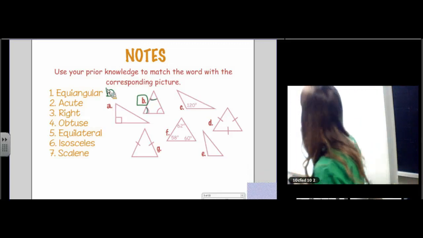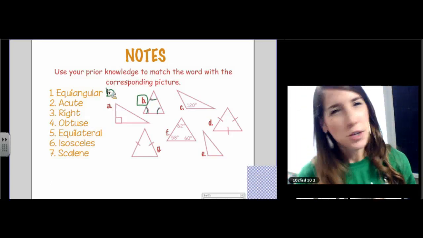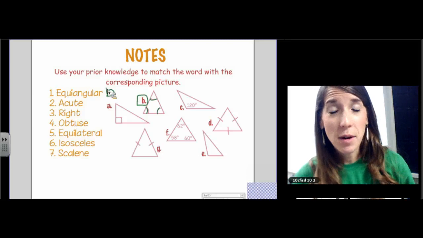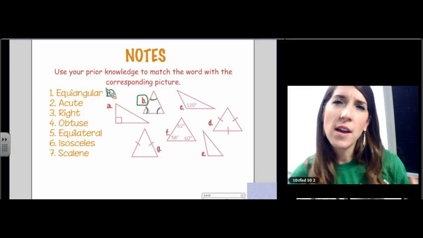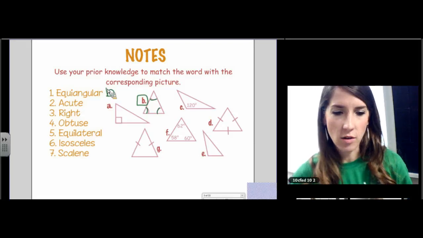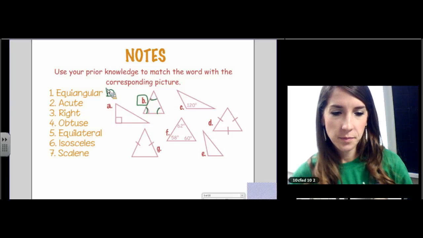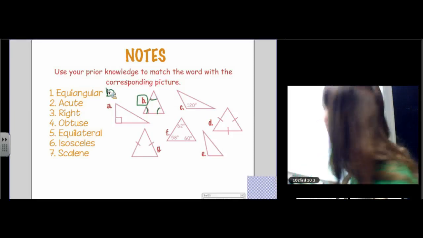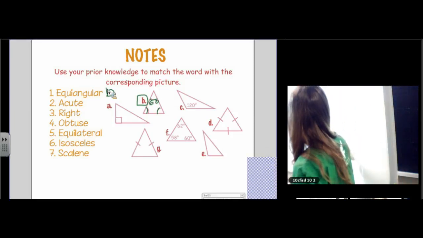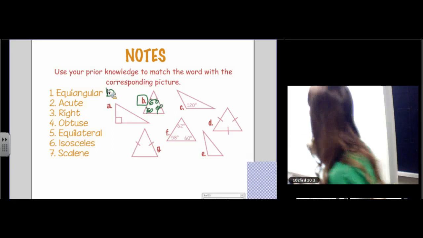Let's take this one step further. You already know the triangle angle sum theorem. I bet you already know it. And so if all three angles are equal, what is the measure of each angle? Good, 60. So if it is equiangular, then each angle would be 60 degrees.